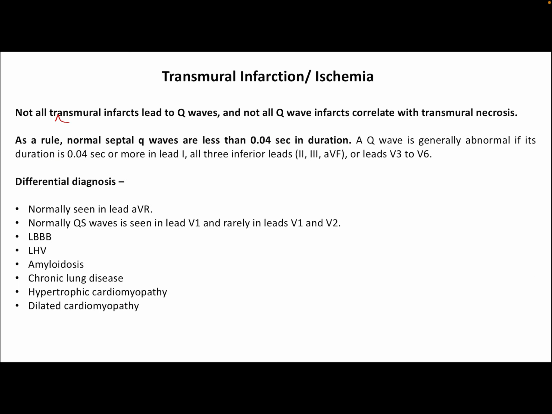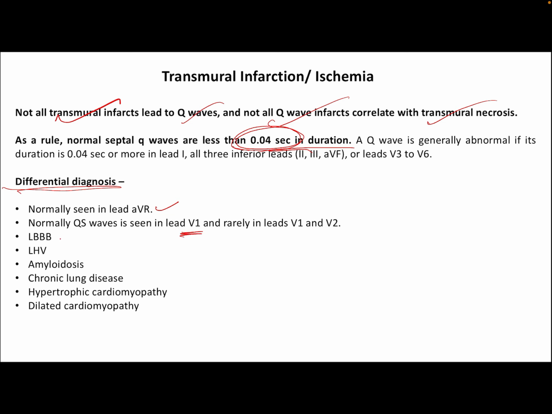Not all transmural infarcts will lead to Q waves, and not all Q waves indicate transmural necrosis. A normal septal Q wave should be less than 0.04 seconds. So whenever you see a Q wave, we have to go for a differential diagnosis. Is it in AVR? Then the Q wave is normal. Is it in lead V1? Then you can see Q waves in such conditions.